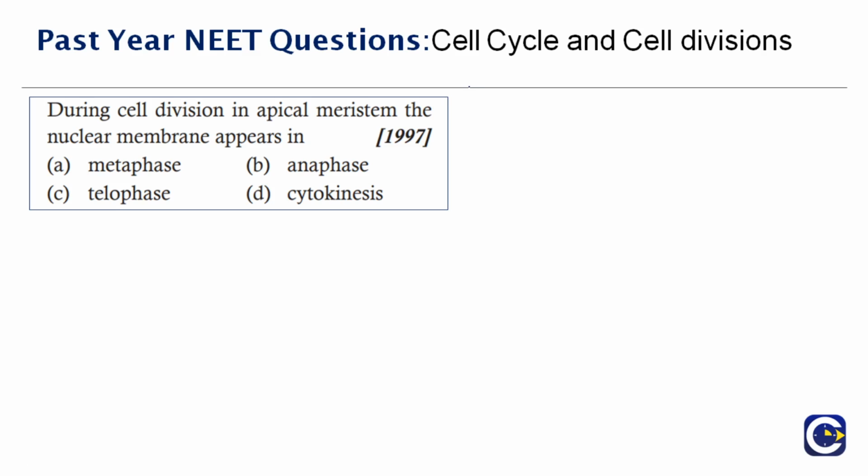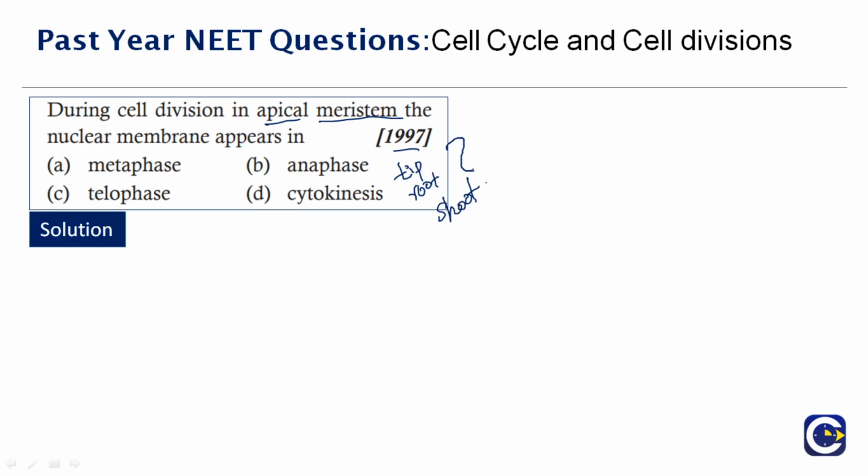During cell division in apical meristem, the nuclear membrane appears in dash. This question was asked in the year 1997. Before we go directly into the answer, you should know what is meristem. Meristems are the regions in plants in which mitosis takes place. Apical meristem denotes the tips, either the root tip or the shoot tip.